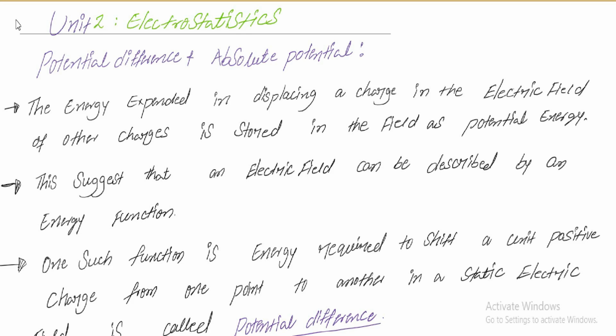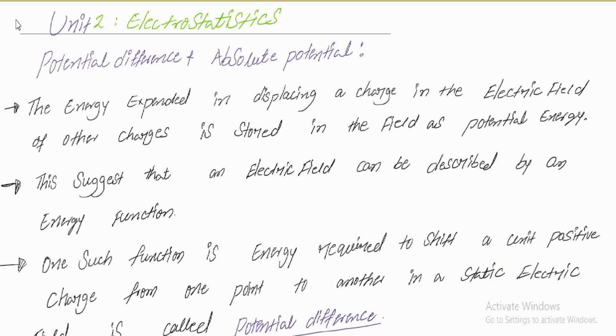Hello students, today the next topic is potential difference and absolute potential. In the last class we have seen the work done in the movement of a charge from one point to another point in the electric field. To move a charge in an electric field we need to do some work, or expend some energy. That energy will be stored in the electric field as field energy. With respect to that, we are going to define potential difference and absolute potential.